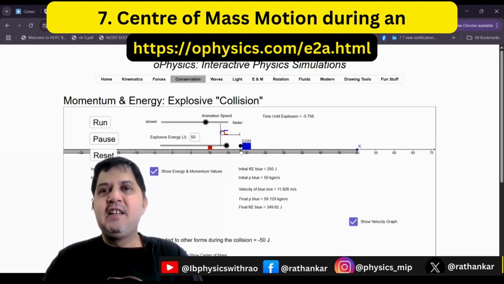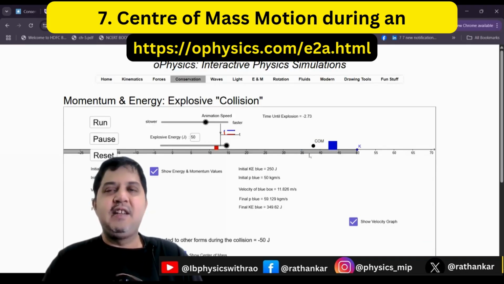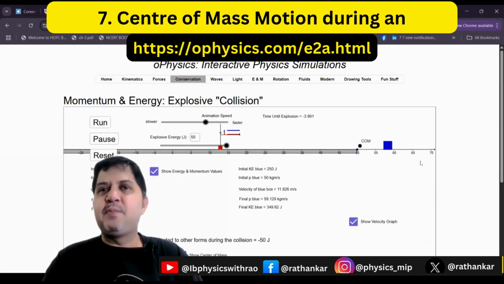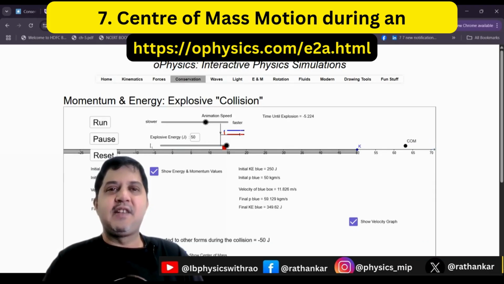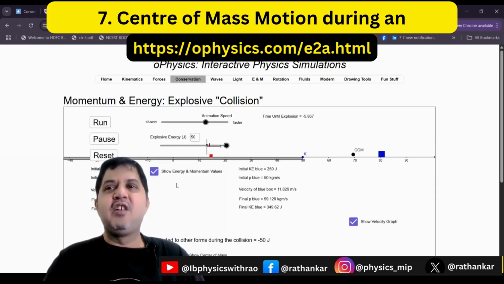And then you see the conservation of momentum, though these two objects are moving at different velocities. If I run this once again, this is moving at a different velocity, this is moving at a different velocity, but this is always moving at the same velocity. That means the velocity of the center of mass before the collision, or before and after the explosion, has never changed. That's what we can understand from here.